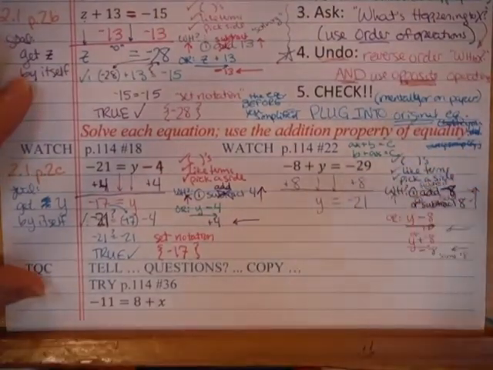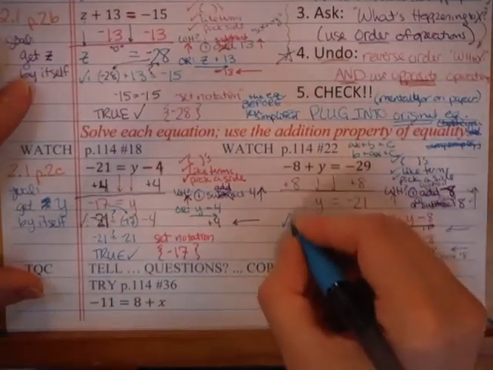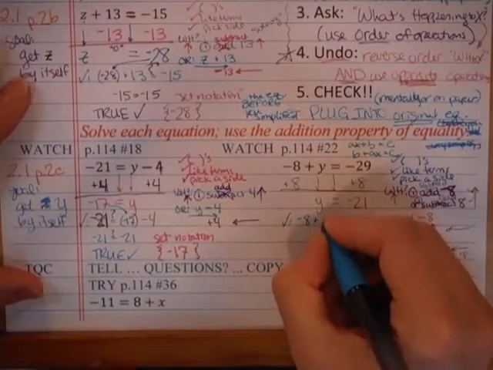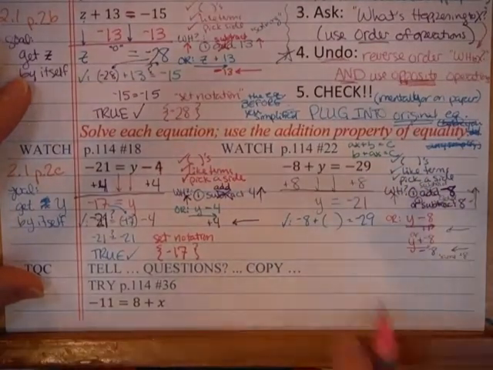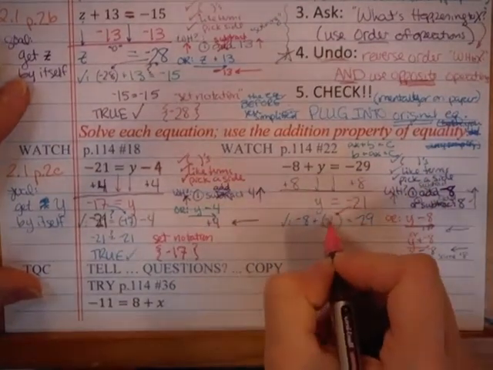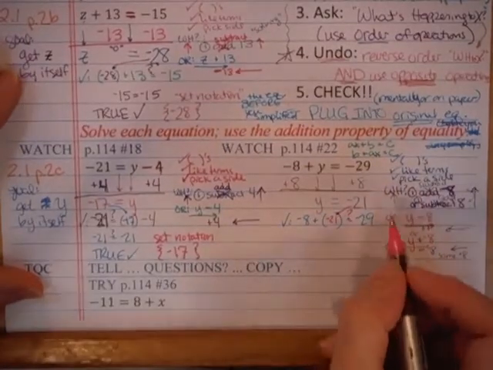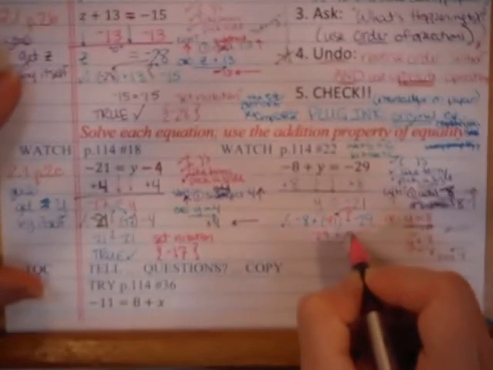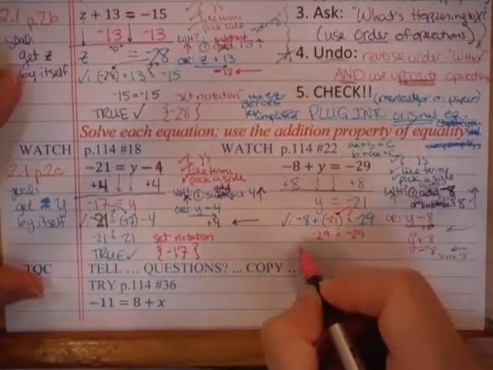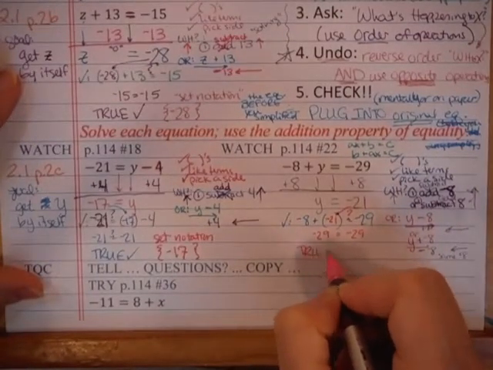And we want to check that. You can do the check in your head or on paper, but you do it back in the original equation. So negative 8 plus y equals negative 29. We're just checking to see if we put negative 21 in there, will we get a true statement? So negative 8 plus a negative 21 is negative 29. Both sides are equal there. So this is a true statement.